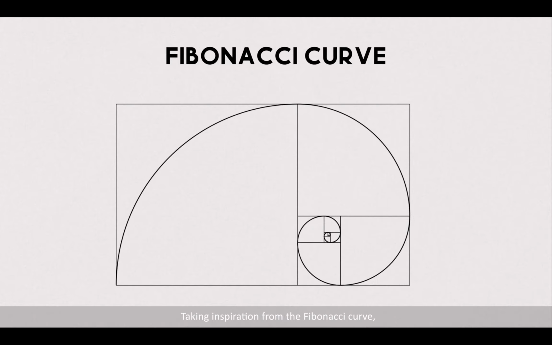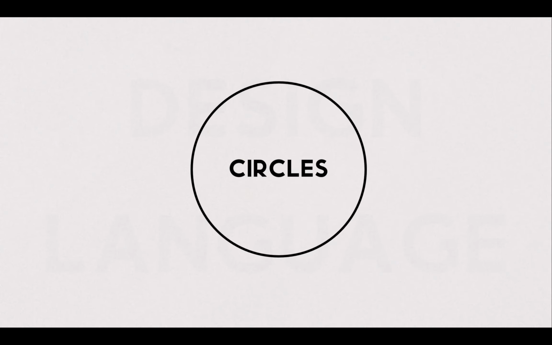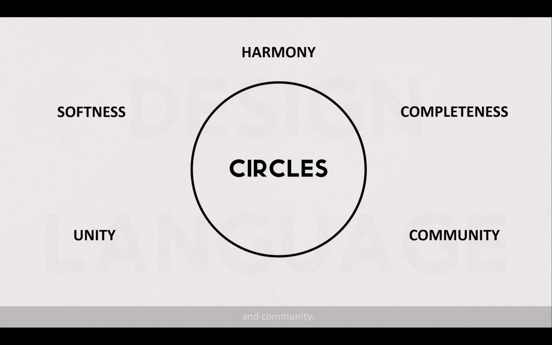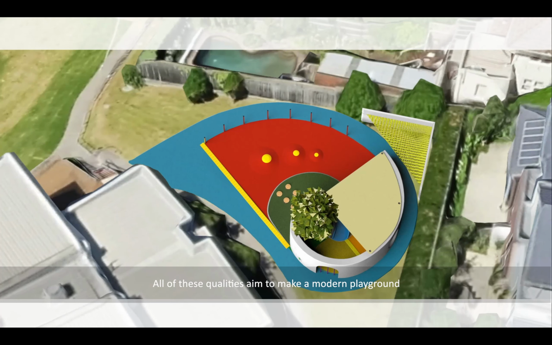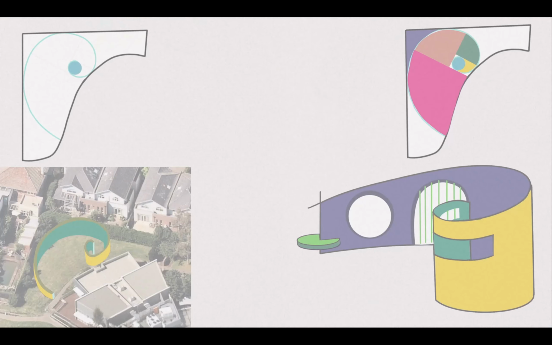Taking inspiration from the Fibonacci curve, the playground takes on its organic form and flow. The design language used is circles. Circles represent the value of unity, softness, harmony, completeness, and community. All of these qualities aim to make a modern playground that creates loops of fun.